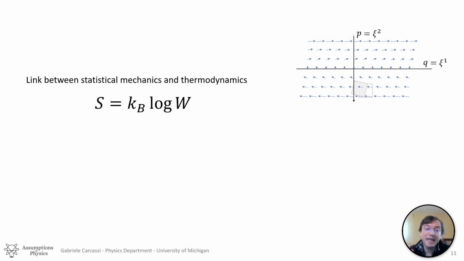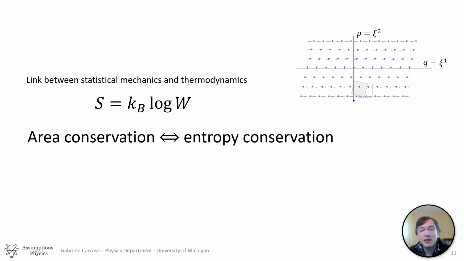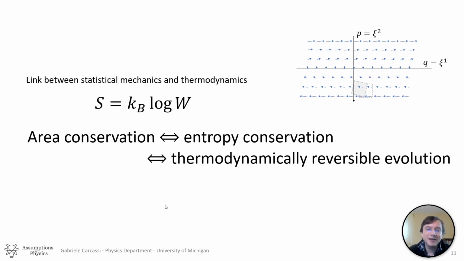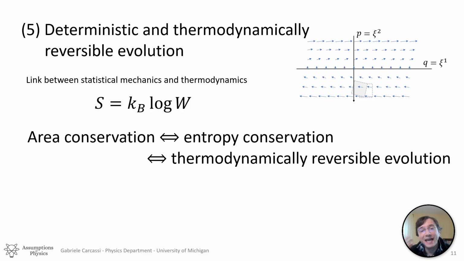So the entropy is k_B times the logarithm of the count of states, of the volume in phase space. Now, clearly, area conservation means entropy conservation. If we conserve W, we conserve S. And not only is the system reversible in the sense that I can reconstruct the previous state, but it's also reversible in the thermodynamic sense. I haven't increased entropy, I can go back to the original state. So we have yet another characterization, which is deterministic and thermodynamically reversible evolution.